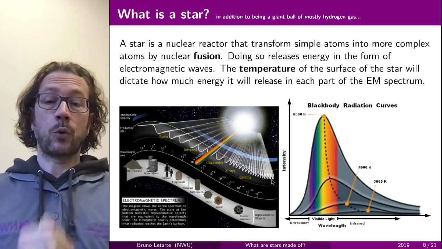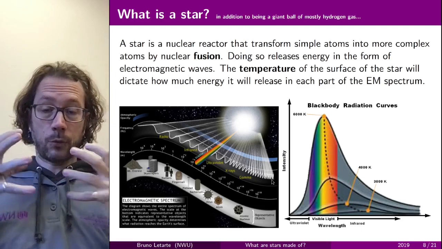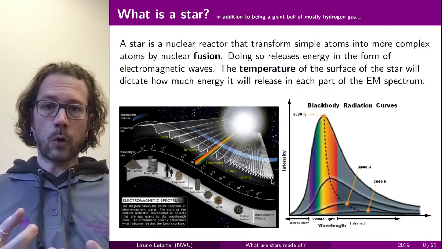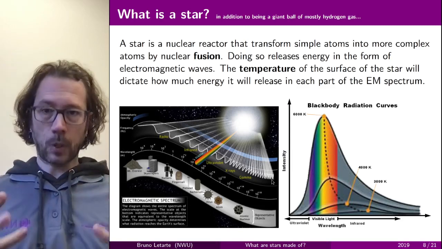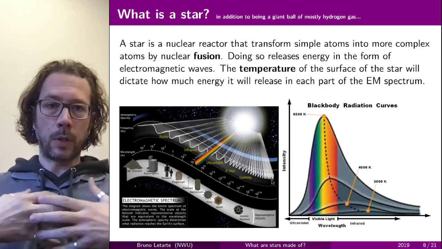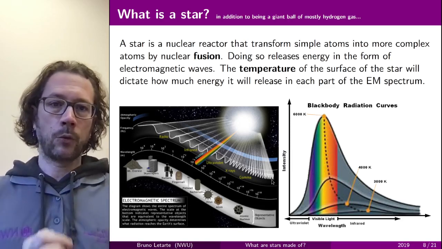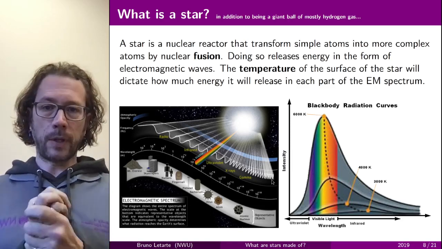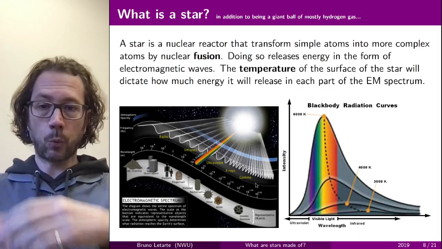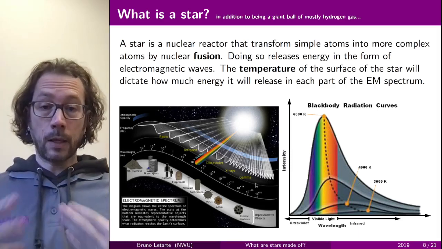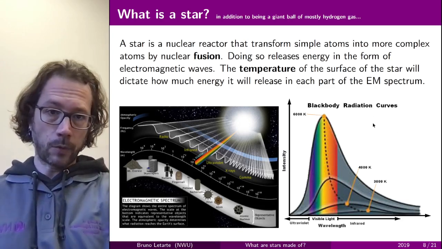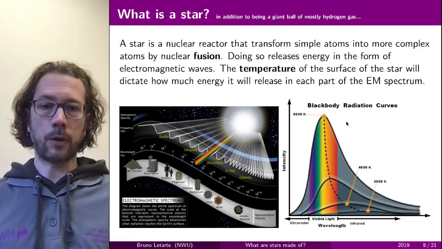Let's move on. So what I said before, that stars are creating all of these elements, or most of these elements, means that the interior of a star is a nuclear reactor. It transforms all these simple atoms into more complex atoms by nuclear fusion. When it's doing so, it releases energy in the form of electromagnetic waves. So the temperature of the surface of the star will dictate how much energy it will release in each part of the electromagnetic spectrum, from radio to gamma rays. We will be able to know what to expect in terms of electromagnetic radiation coming from a star by using this curve that is predicted by the black body radiation curve.